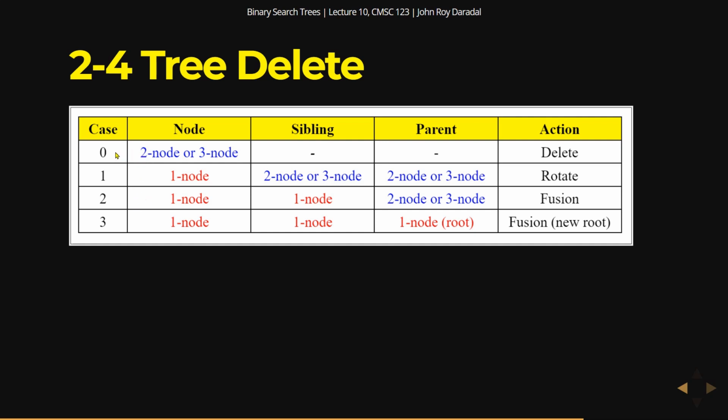Okay, so putting all of those together, we have the following summary. In case 0, if the deleted node is a 2-node or a 3-node, then we don't have to worry, just delete it as is because there will be enough entries left at that node anyway. For case 1, if you're a 1-node and you can afford to borrow from the sibling and the parent because they are 2-nodes or 3-nodes, then we'll just do a simple rotation. But if you can only afford to borrow from the parent and not the sibling, then we'll do a fusion. Okay, but if all 3 of them are 1-nodes and the parent is the root, then we'll do a fusion and we'll set that new node as the new root.